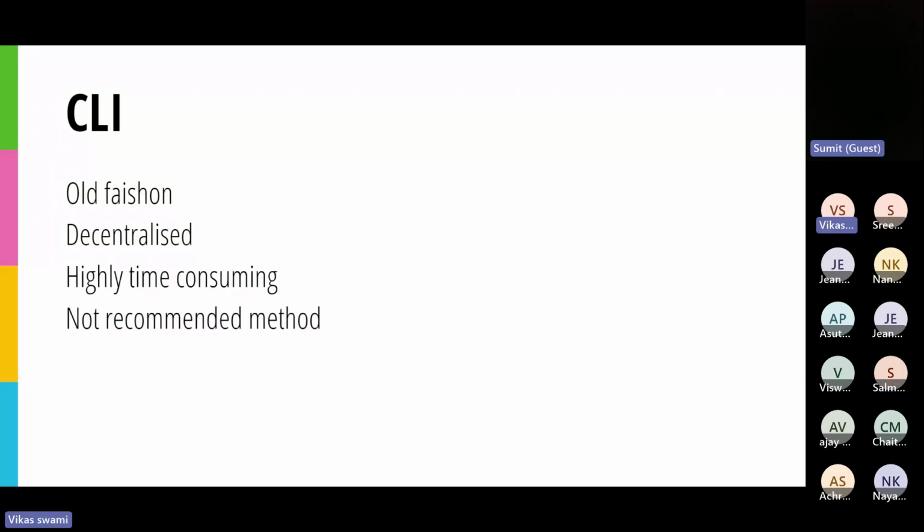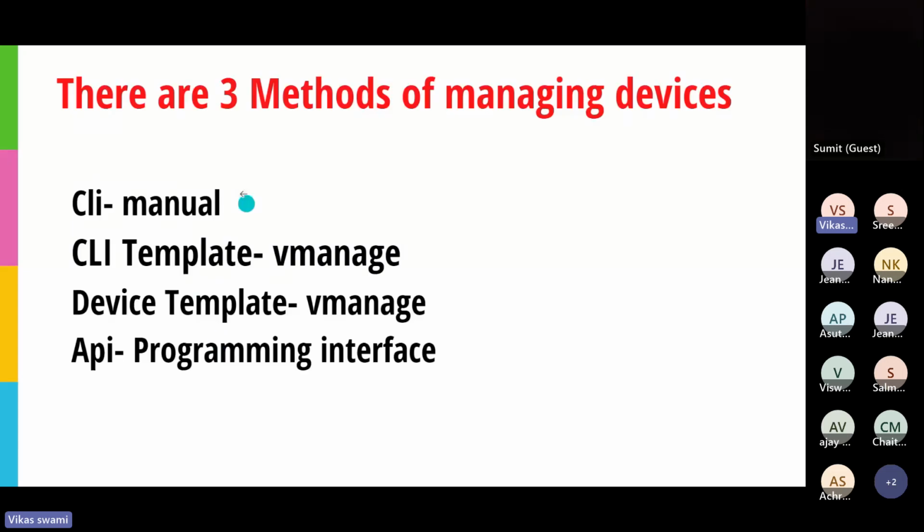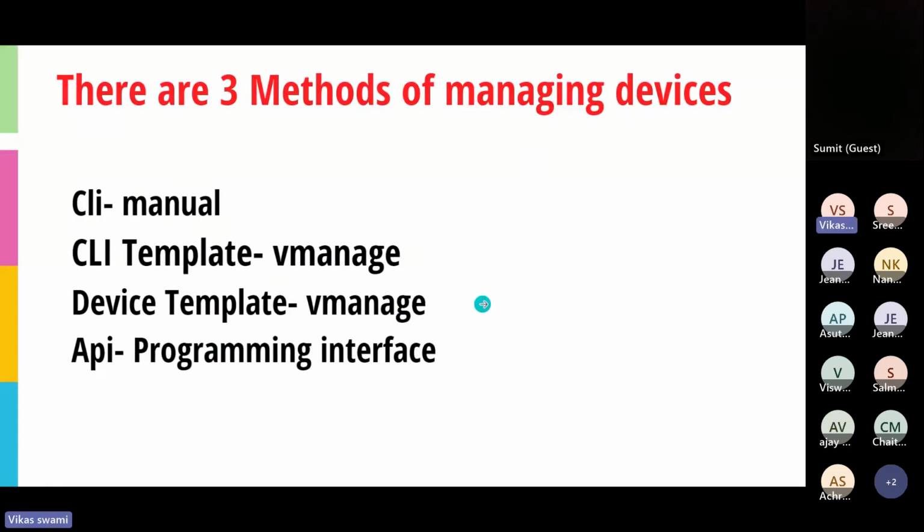CLI is an old-fashioned method that we have been using for years, on Cisco routers and all previous devices. We go to the device and configure it using the CLI. The drawback is that you have to go to each device and configure it, which is a decentralized method. If you are an enterprise company with 100 routers to configure, you have to telnet or SSH to 100 devices and type the commands 100 times. What if you have a template? What if you can do it in a single go? That was a highly time-consuming process, not a recommended method. So we generally use CLI templates or device templates.